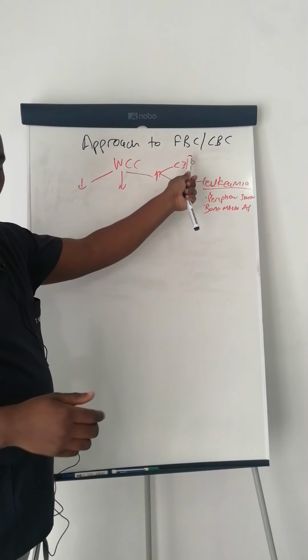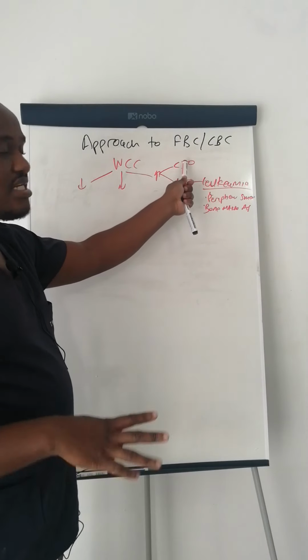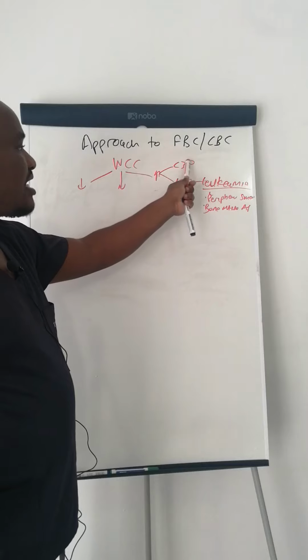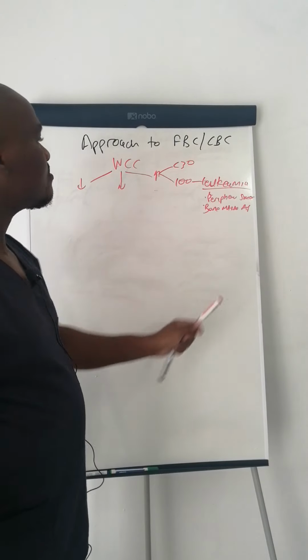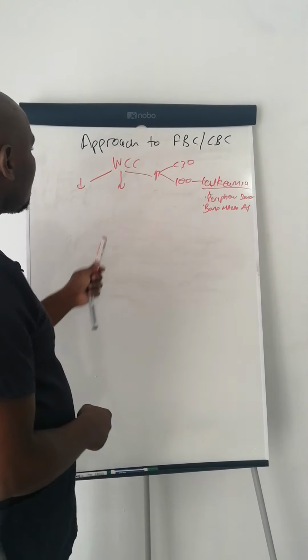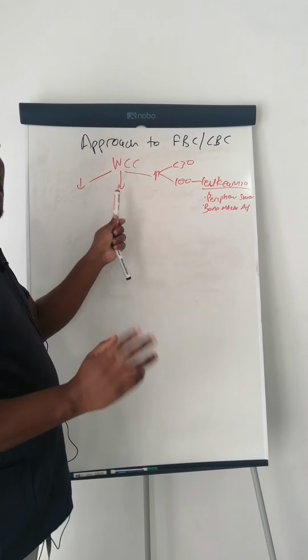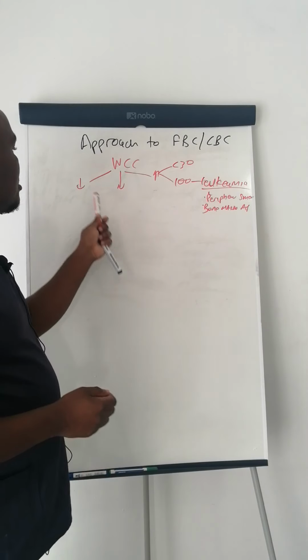With a white cell count of 21, 17, 18, 19, 20, it's likely to be an infection. I'm going to leave it there. You come here, it's normal. If it's normal, there's nothing to do, it's normal.